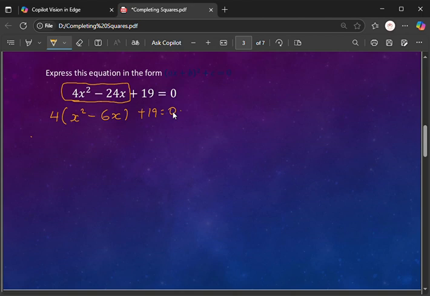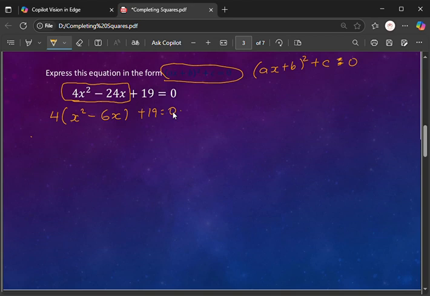Remember, the question is to express this equation in the form a(x plus b) squared plus c. Maybe it is not clear, let me write it. These are the A-level questions, the AS level questions in Pure 1 under completing the square. This is how they ask, this is the format they use. So basically, now we have this. I hope you understand my first step. We have factorized the first two terms, 4x squared minus 24x, and we got this.